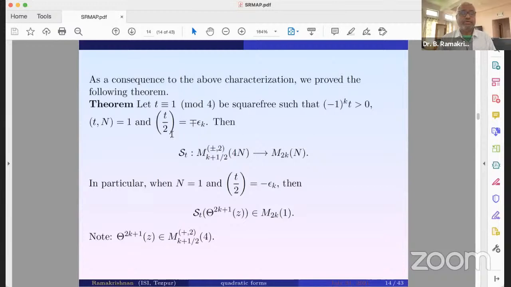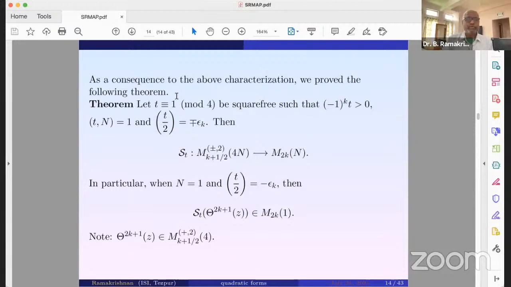So that you have the same thing you have to assume. Then the Shimura map takes the plus/minus 2 eigenspace of half integral weight into M_2k. Generally, the Shimura map maps in K plus of level 4N to level 2N, but here because of this special property, we have the Shimura map mapping down to the level capital N.